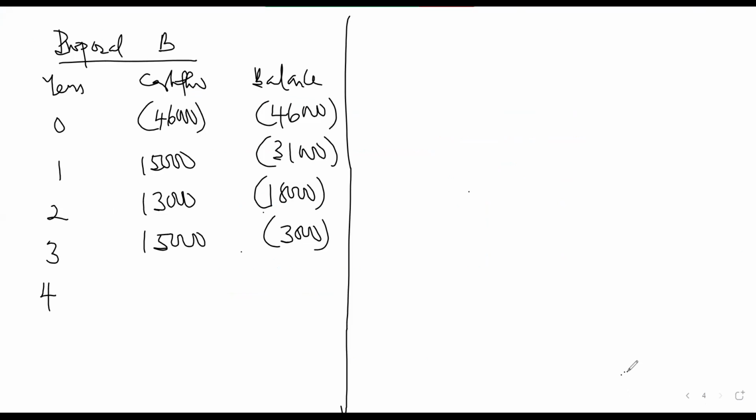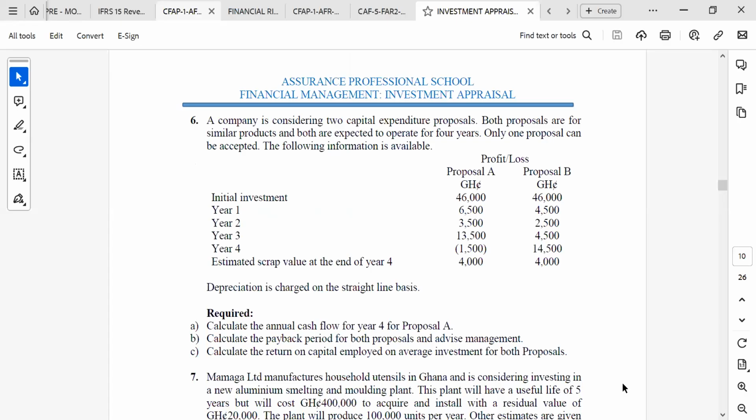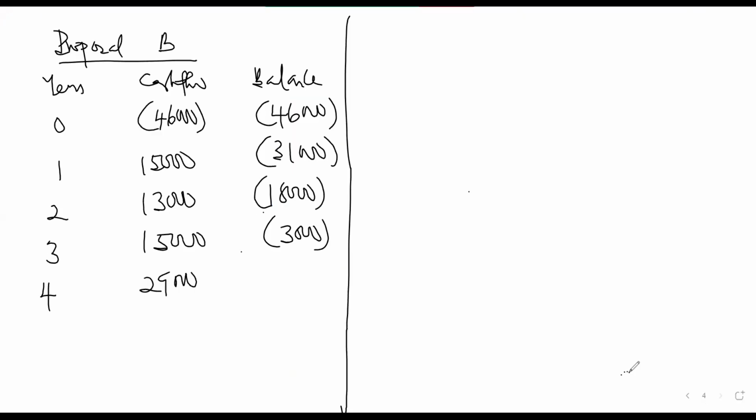3,000. Year 4. What will be the total cash flow for year 4? 29,000. 14,500 plus 10,500 plus, okay, it will be 29,000. So the normal cash flow is 25,000 plus the 4,000 scrap value. Okay, 29,000. What will be the difference here? 26,000, isn't it?